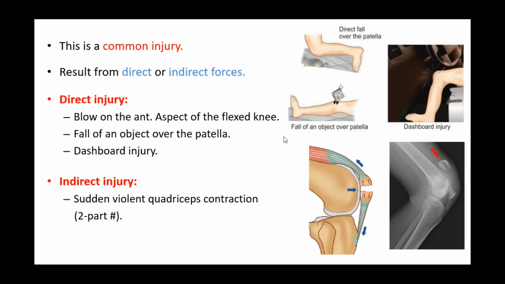Now, indirect injury. In indirect injury, there is a sudden violent contraction of the quadriceps in an unusual manner. The quadriceps pulls the patella up while the patellar tendon pulls it down, resulting in the patella being divided into almost two equal parts, one moving up with the quadriceps tendon and the other with the patellar tendon, creating a gap in between, and this results in the two-part fracture of the patella.